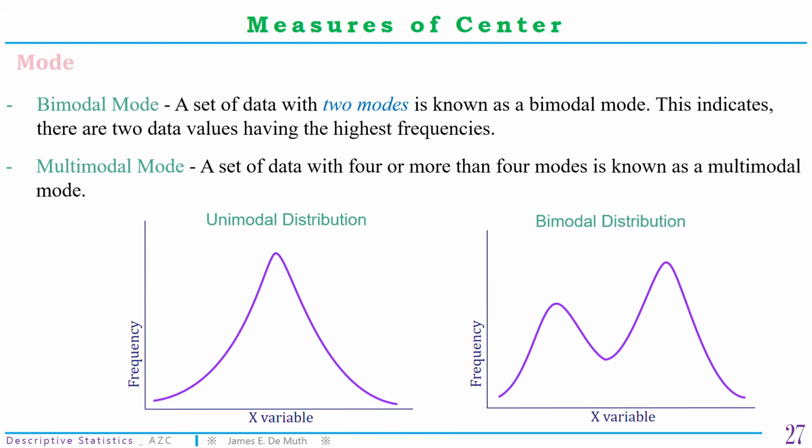Bimodal mode, found in bimodal distribution. A set of data with 2 modes is known as a bimodal mode. This indicates there are 2 data values having the highest frequency. Multimodal mode: a set of data with 3 or more modes is known as a multimodal mode.